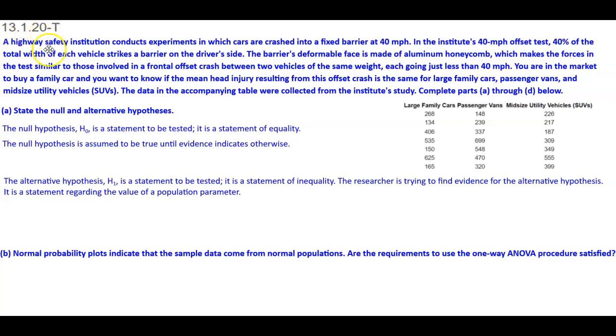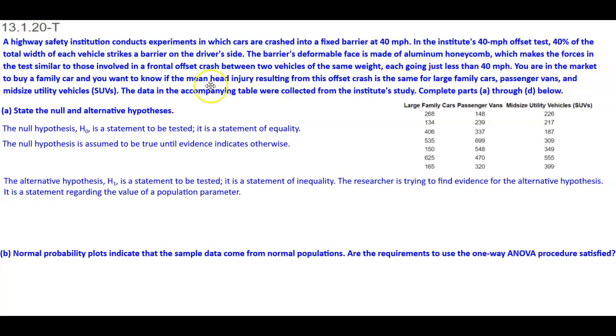13.1.20-T. A highway safety institution conducts experiments in which cars are crashed into a fixed barrier at 40 miles per hour. In the institute's 40 miles per hour offset test, 40% of the total width of each vehicle strikes a barrier on the driver's side. The barrier's deformable face is made of aluminum honeycomb, which makes the forces in a test similar to those involved in a frontal offset crash between two vehicles of the same weight, each going just less than 40 miles per hour.